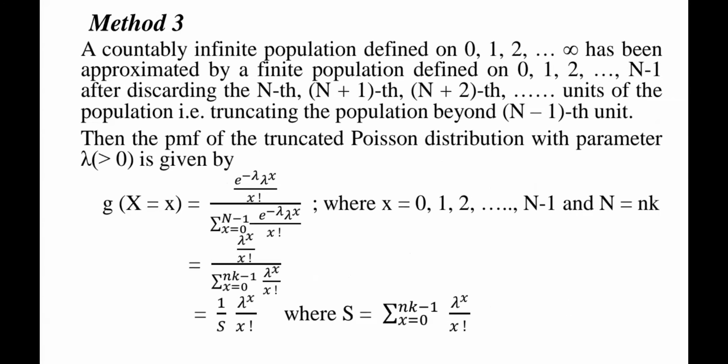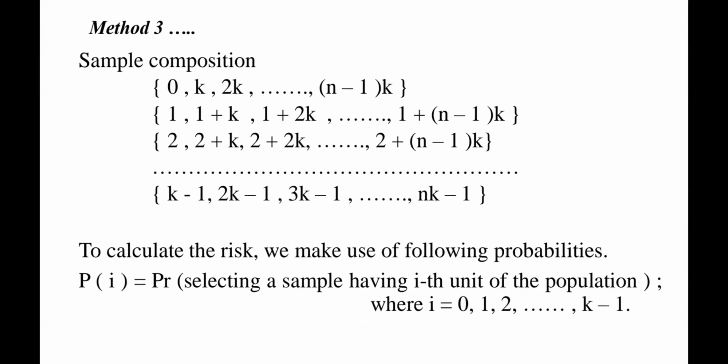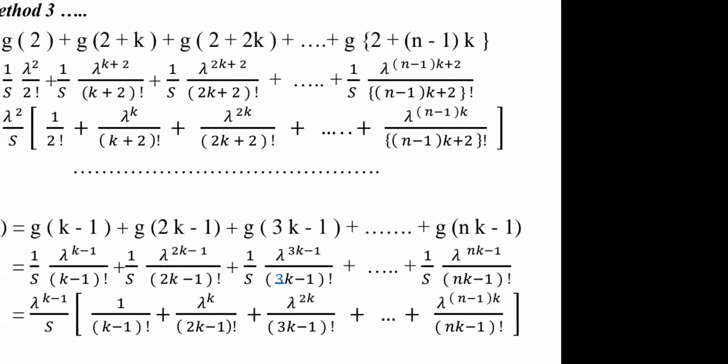Next we have applied another method of approximation, our method 3. In that case we have truncated the Poisson distribution, and we have used a truncated Poisson distribution PMF, and in a similar fashion we have calculated the probabilities that are needed for the risk calculation.